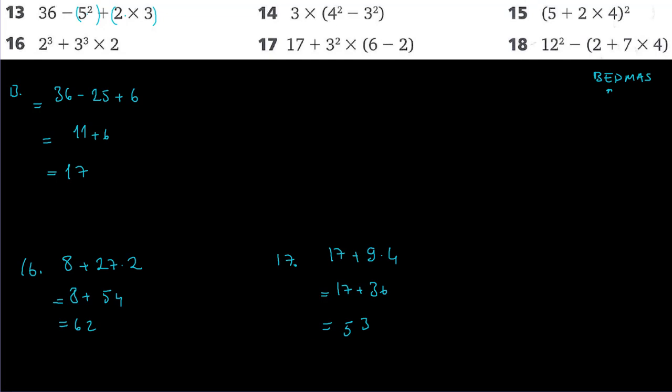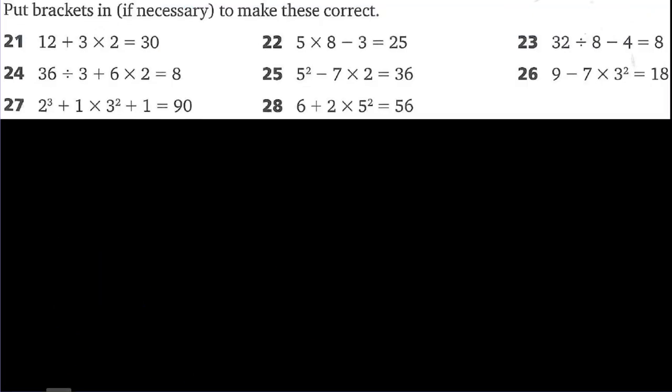Okay, let's solve the other type of questions and finish the video. Here, there is another type of question. Normally, there is a result in the question and it's asking to put the brackets if it is necessary to make the statement correct. Now, there is one statement. It says that 12 plus 3 times 2 is equal to 30. If there are no parentheses, I'm solving the question.